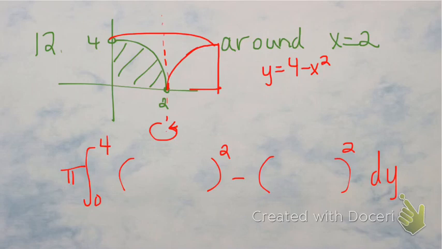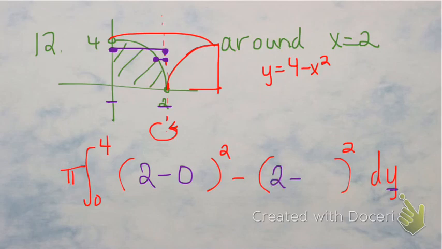So let's draw a radius. Start where you're rotating, go to the outside. So that's 2 minus 0. If you just want to put 2 squared, that's okay. And then I want to go from where I'm rotating to the inside. That's 2 minus the function.